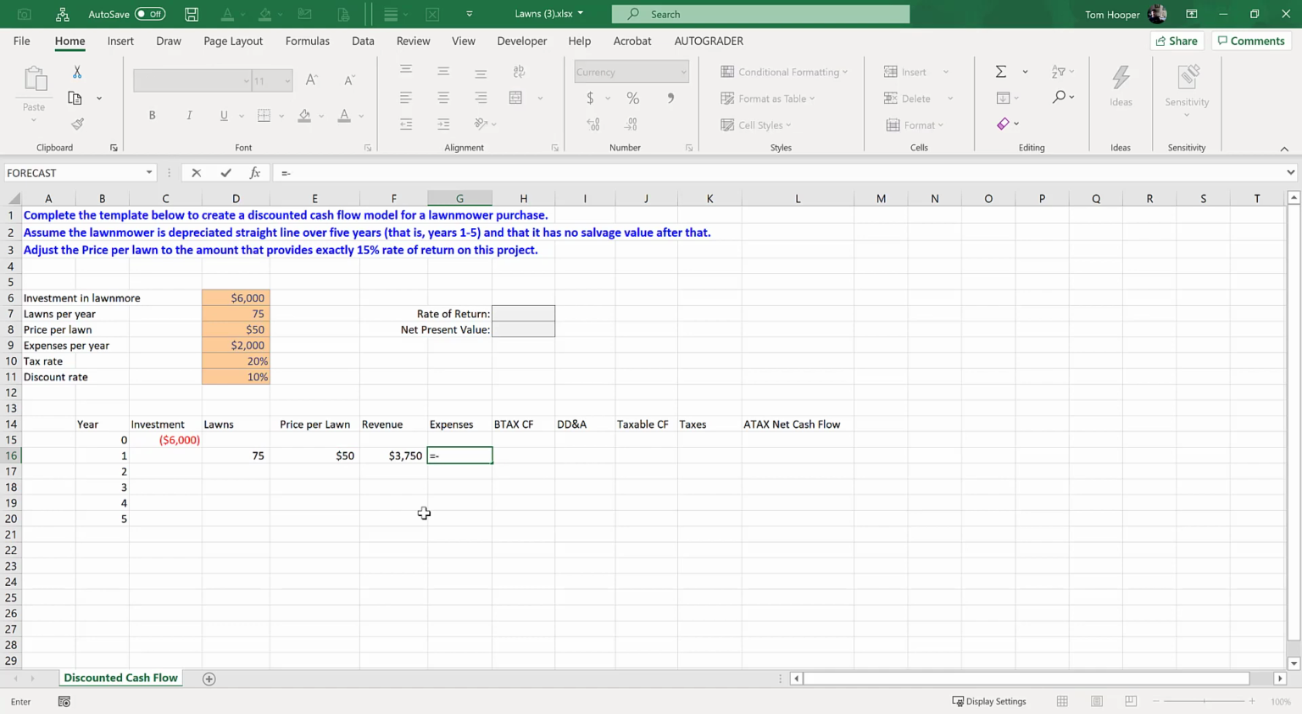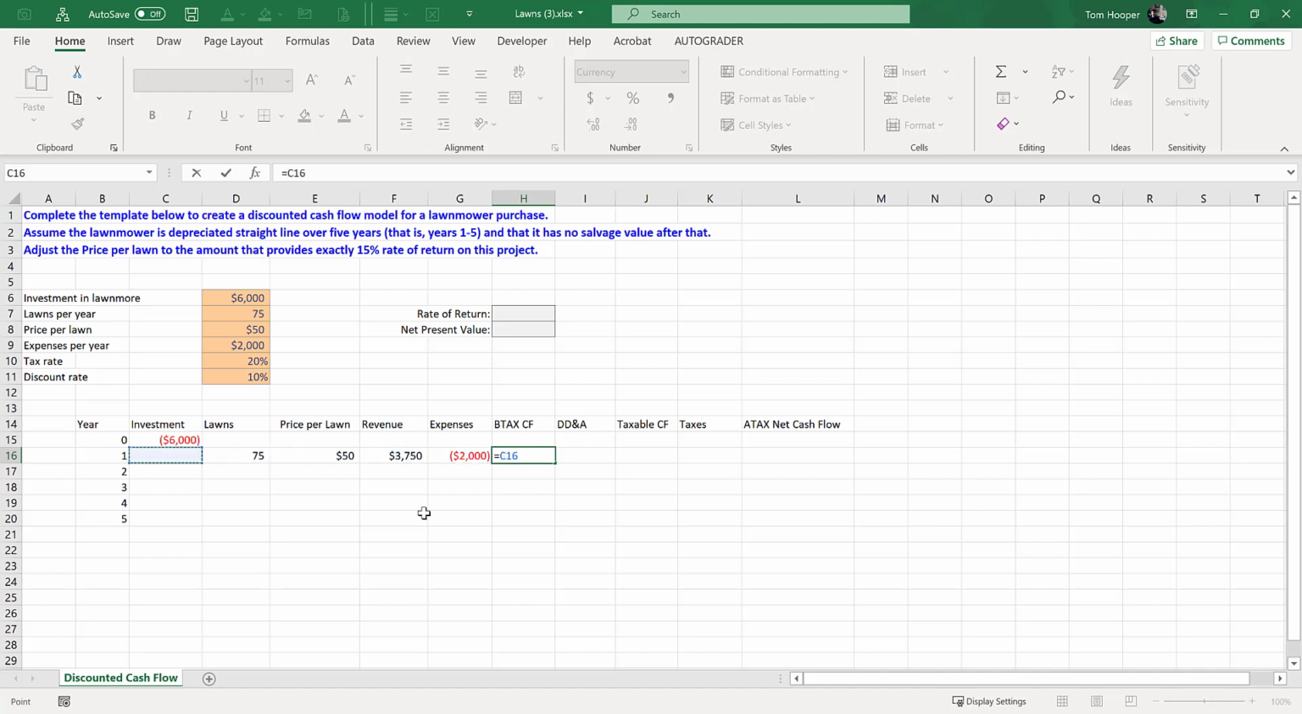Expenses need to be negative, and this time they were easy. It's just the same amount per year, so I'll absolute reference that. Before tax cash flow. So I'm going to continue working on year 1, but I'm going to have to copy this up to year 0 here in a moment.